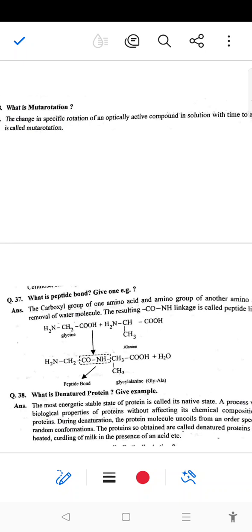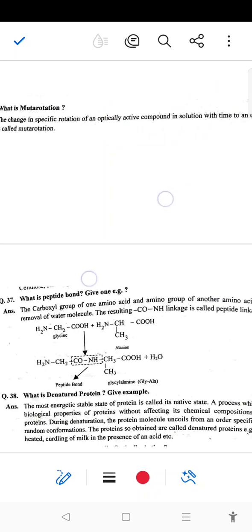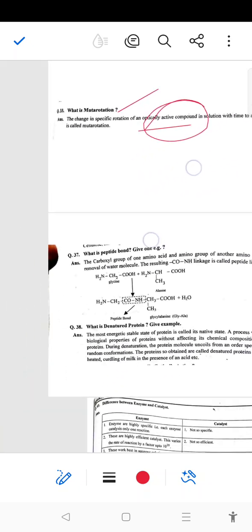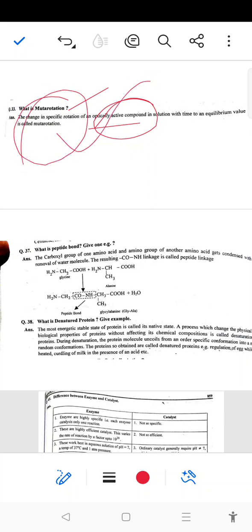What is mutarotation? It is the change in specific rotation of an optically active compound in solution with time to an equilibrium value, that is called mutarotation.